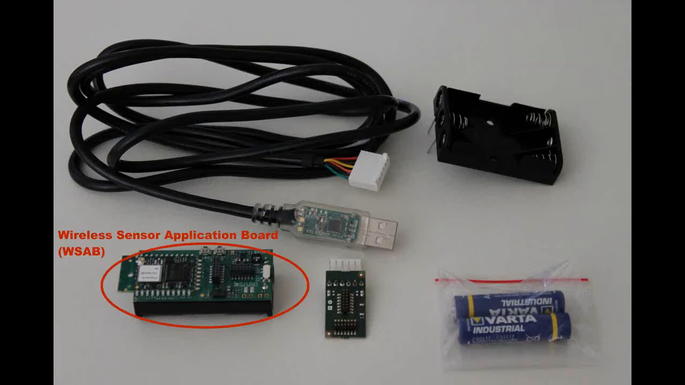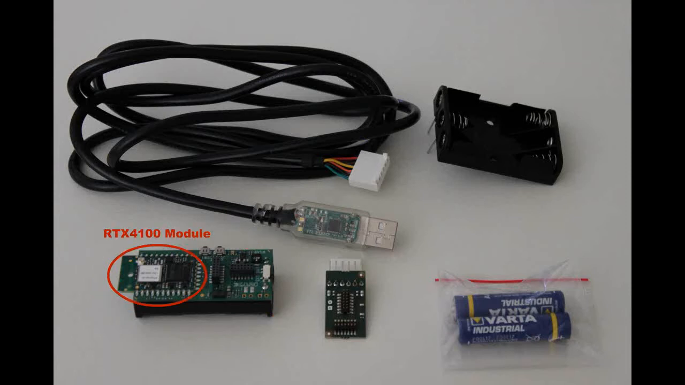First, the wireless sensor application board, also known as the WSAB or WSAP. Almost sounds like wasabi. It's green and it's spicy too. You can see how the RTX 4100 module is placed on the WSAP with the board antenna sticking out to the left. The second item is the WSAP adapter. It will be placed between the WSAP and the FTDI cable, but I'll show you how that's done later.